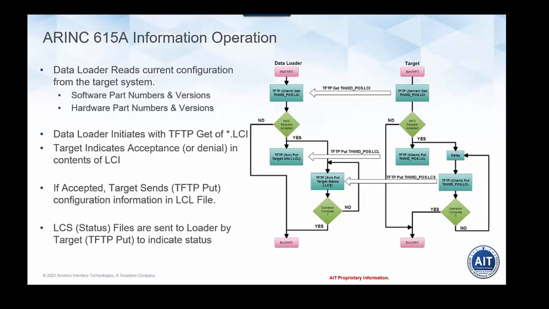The data loader initiates an information operation by doing a read request of a .LCI file. So the operation starts very similar to the way an upload starts. The target either accepts or denies that and indicates that in the contents of the LCI file that it provides to the data loader. If accepted, then the target system will do a write or a put of its configuration information in the form of a .LCL file. And that's, again, a standard format specified in ARINC 615A.